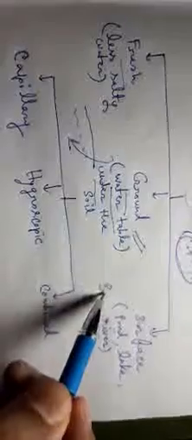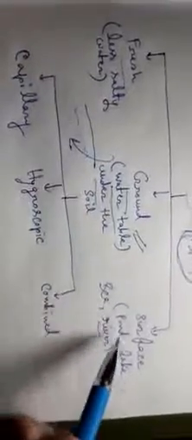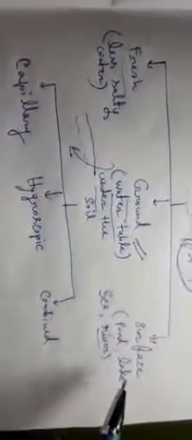Surface water means the water which we can see from outside, like pond, lake, river, and the sea also. The pond, lake, sea, river and ocean water we can see from outside, so these are called surface water.